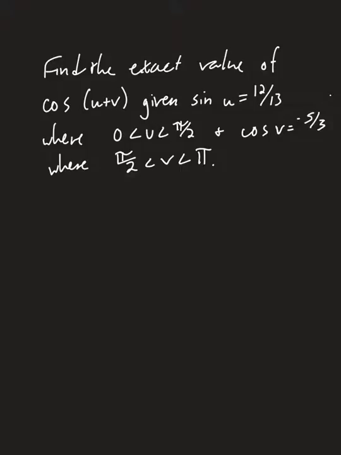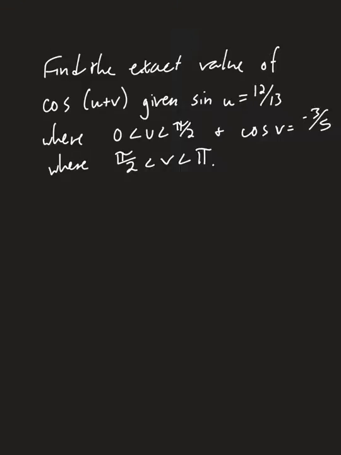All right, here's an additional example from 5.4 about using a cosine sum formula. Here's the problem. Find the exact value of cosine of u plus v given that sine of u is 12 over 13, with u in the first quadrant, and cosine of v is negative 3 over 5, where v is in the second quadrant.